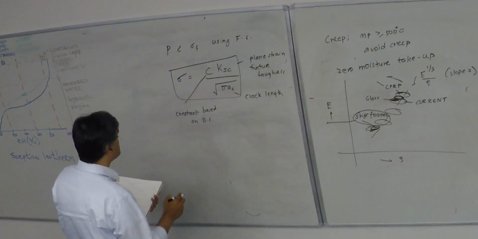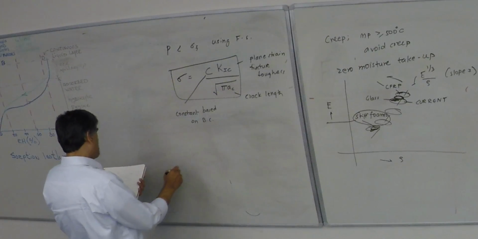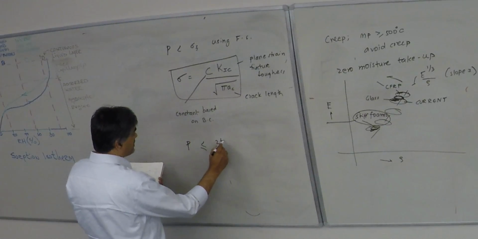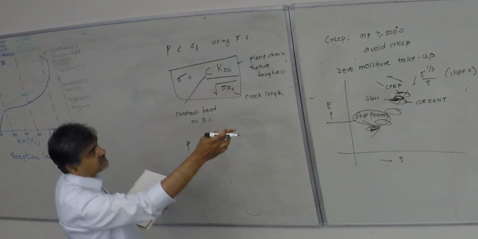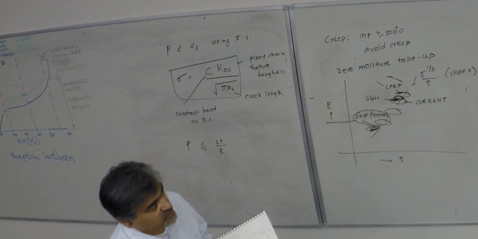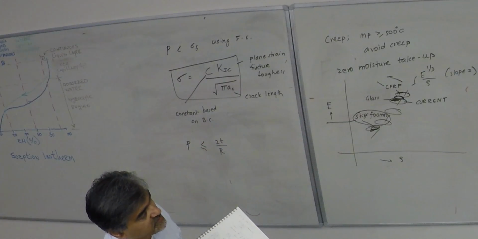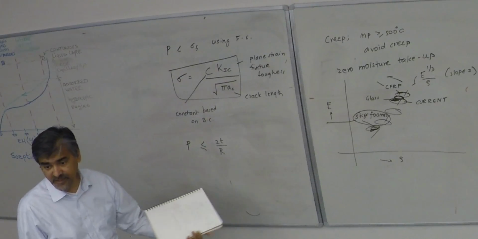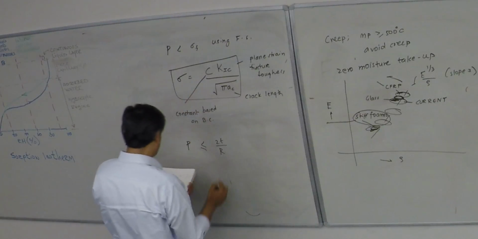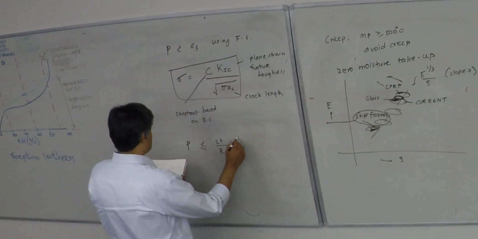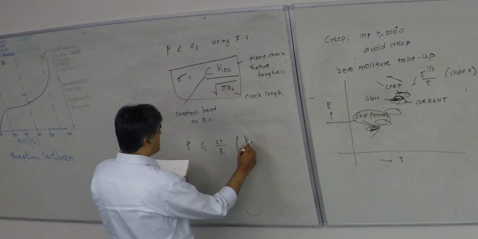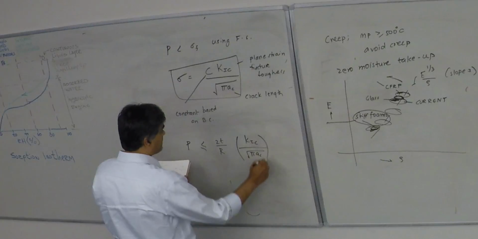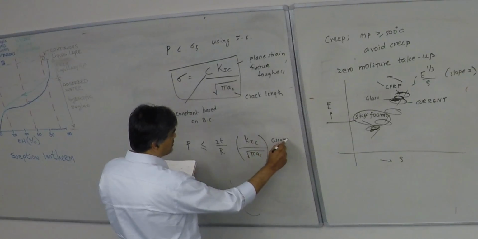If you plug this into the safety equation here, you can see that P must be less than or equal to 2T divided by R times sigma, which is that equation I just wrote. Sigma is equal to PR divided by 2T, so I'm saying P is equal to 2T sigma divided by R. So in terms of this, it would be K1C divided by square root of pi A, assuming C is equal to 1.